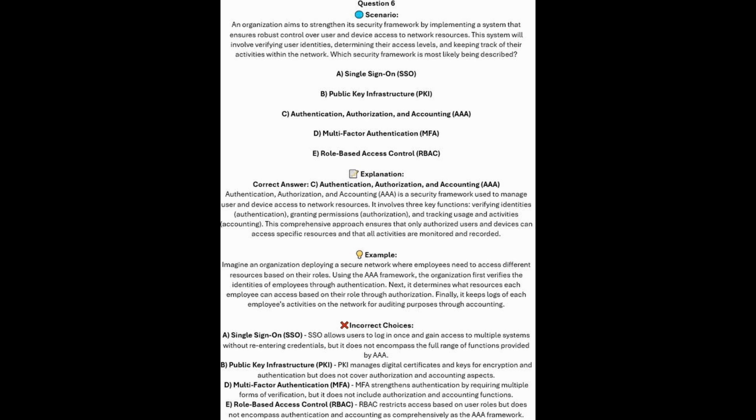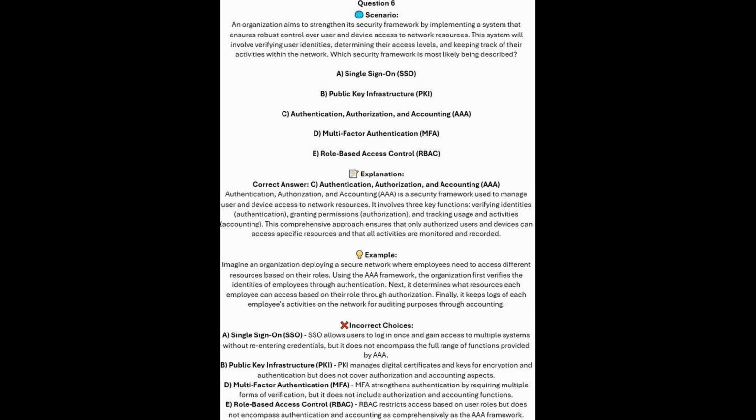accounting. This comprehensive approach ensures that only authorized users and devices can access specific resources and that all activities are monitored and recorded. For example, imagine an organization deploying a secure network where employees need to access different resources based on their roles. Using the AAA framework, the organization first verifies the identity of employees through authentication. Next, it determines what resource each employee can access based on their role through authorization. Finally, it keeps logs of each employee's activities on the network for auditing purposes through accounting.